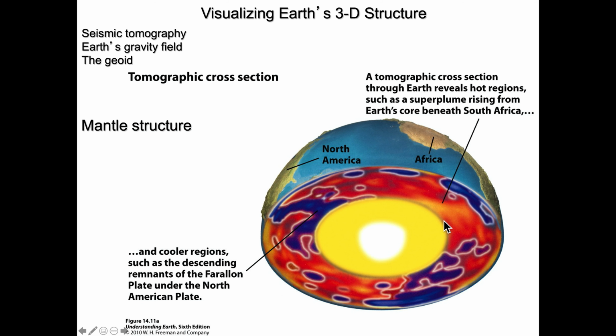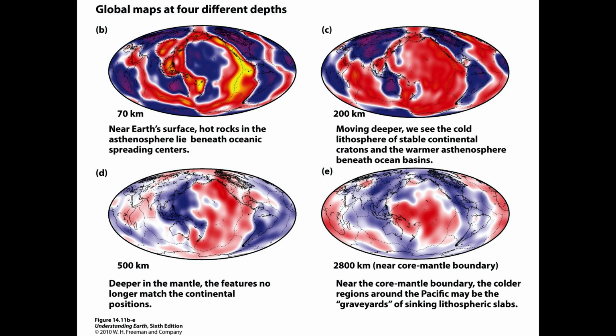Taking a look at the Earth at 4 different depths, near the Earth's surface, the cool regions within the Earth look similar to the continents. So here we can see South America, North America, Asia, and Africa as cool features in the Earth at 70 kilometers depth. When we move to 200 kilometers depth, we still see those large cool regions that are related to the continents.